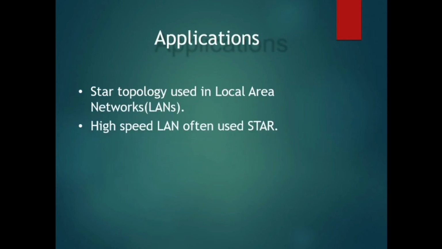Now we look at applications where we can use star topologies. Star topologies are used in local area networks like LAN. High-speed LAN is often used as a star. LAN means local area network, you already know it. In local area networks we can use star topology, in high-speed networks like the broadband connection we use at our home, office or anywhere else.